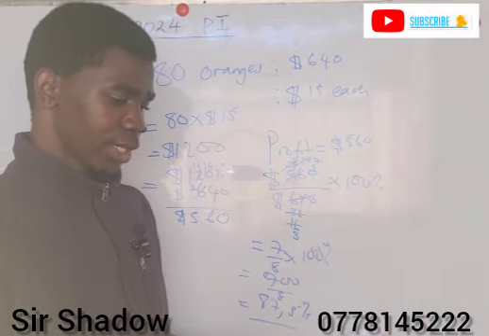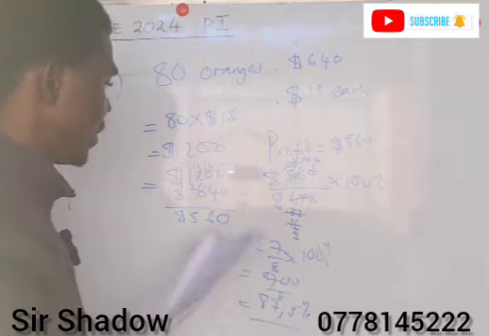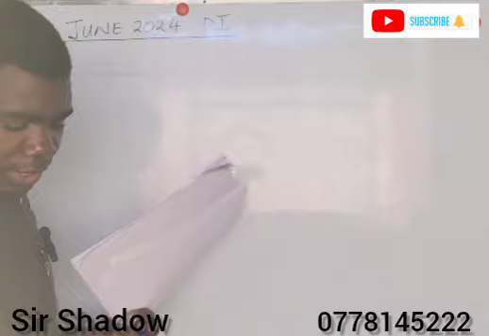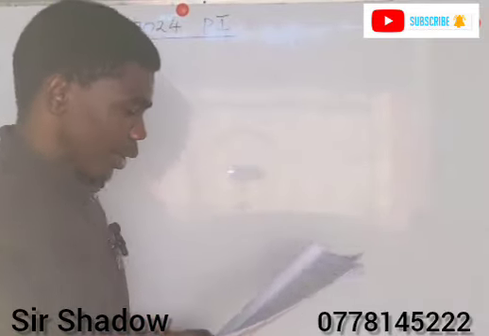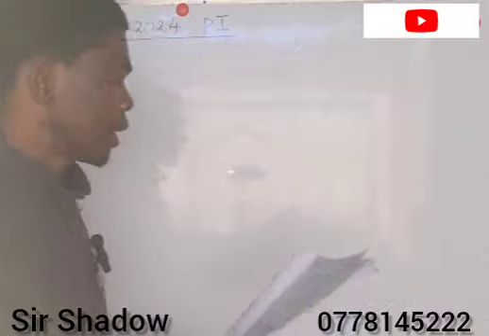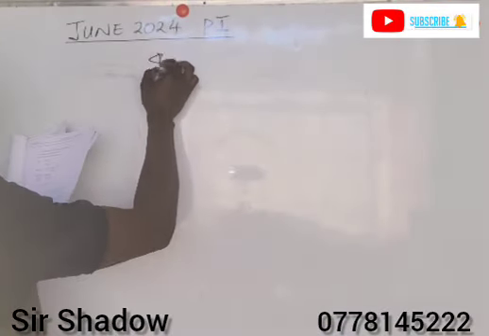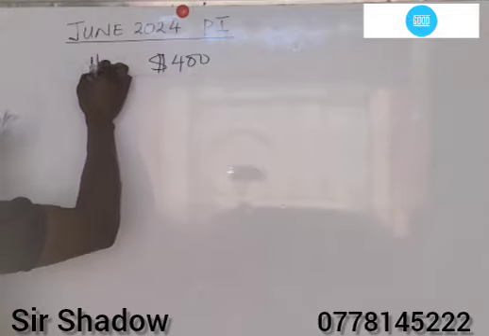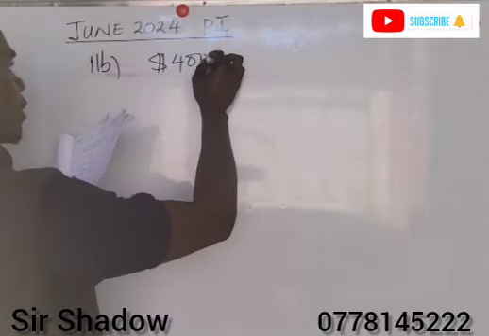Let's move on to question number 11B. Question 11B reads: a woman invested 4,000 in the bank.